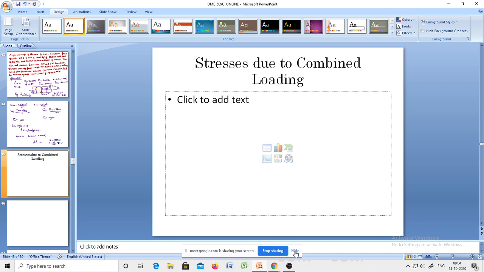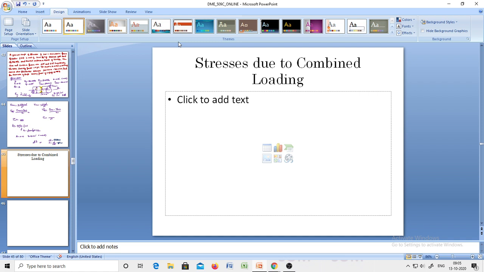Now, what type of problems have you solved earlier? In fatigue stress analysis, you solved components subjected to only one type of stress, right? Suppose a component is subjected to two fluctuating loads, then you need to analyze it with the help of combined loading.